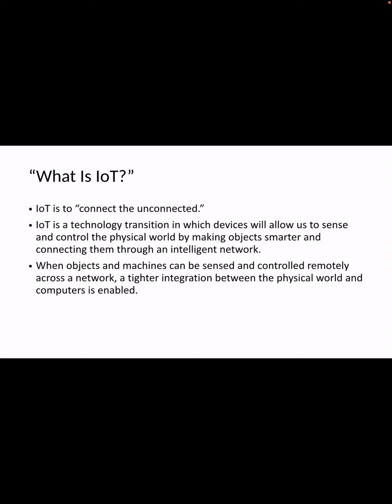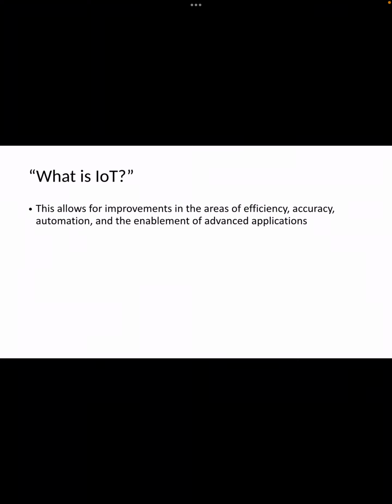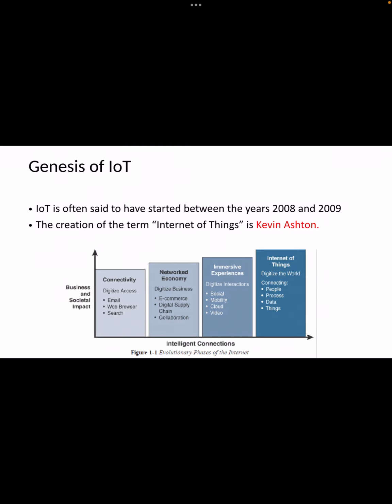Basically, we can call IoT a combination of both hardware as well as software components, where the software is going to control the hardware components. And what IoT means in general, as I told, one of the advantages of using IoT is that it improves efficiency and accuracy, automation, and enables advanced applications.